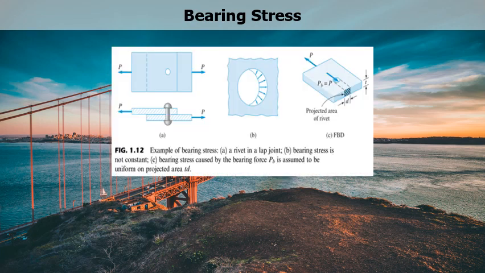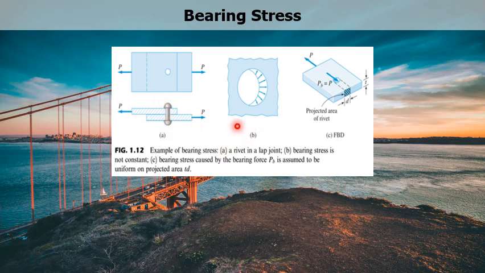Shown in the figure is an example of bearing stress. In figure A, that is a rivet in a lap joint. The two bodies or two materials creating bearing stress, or contact pressure, or internal stress, if you will, are the lap joint and the rivet.